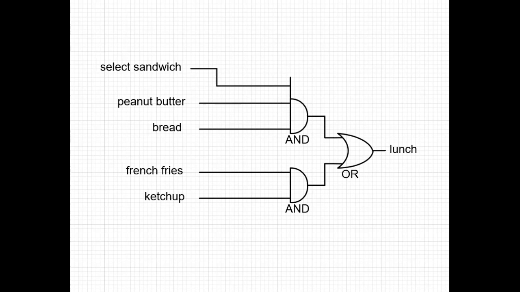We add another input to our sandwich AND gate, which is fine. This simply means that all three inputs need to be active for the output to go active. Now a sandwich results in a lunch when the select sandwich is active, but not when select sandwich is inactive. We're not done though. When we want a sandwich, in other words, when the select sandwich signal is active, we want to disable the fries.